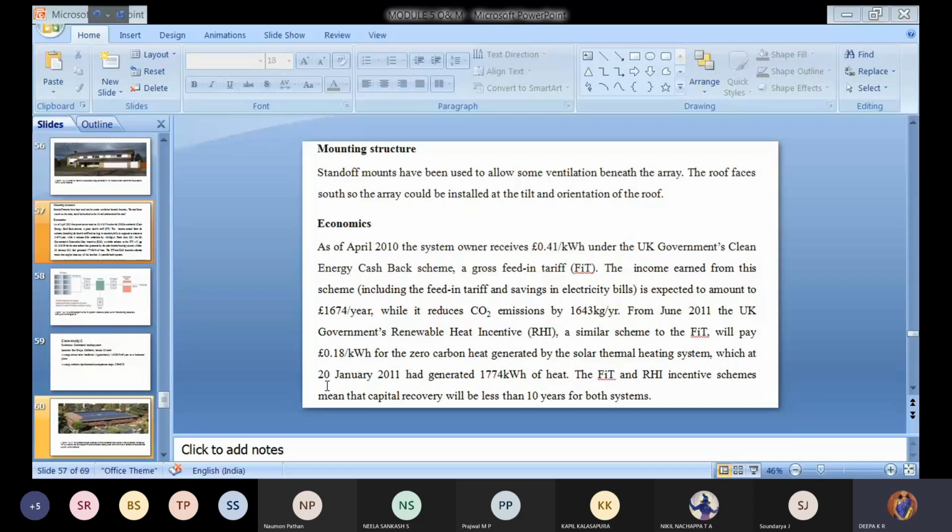So for the zero carbon heat generated by the solar thermal heating system, as of 20th January 2011, it has generated 1,774 kilowatt hours of heat. And with the combination of FIT and RHI incentive schemes, the capital recovery will be less than 10 years for both the systems. So he's getting more advantage, because along with the investment, he's getting different incentives for the carbon emission as well as for the FIT for installing the renewable source for energy production.